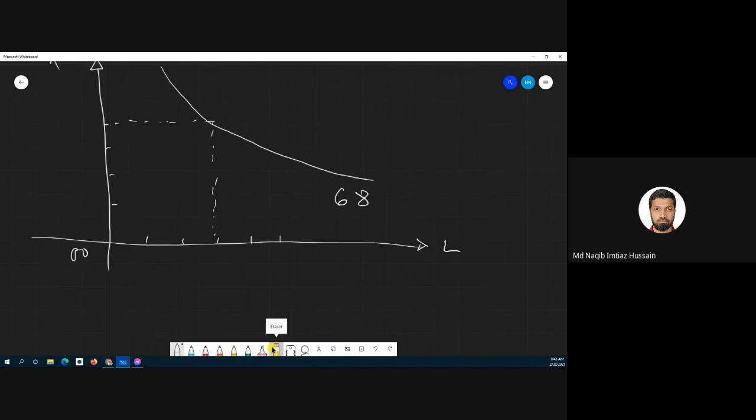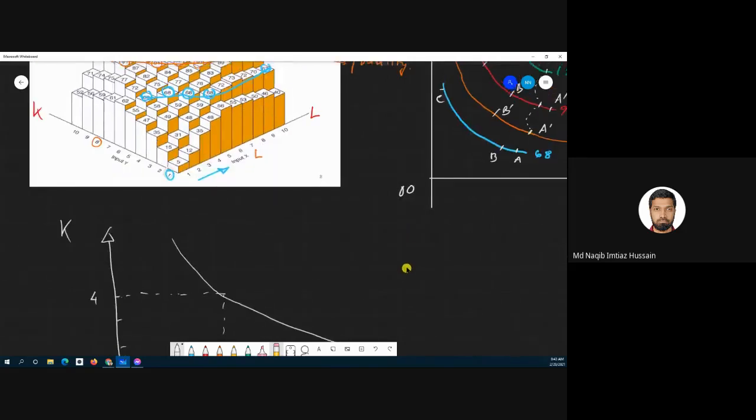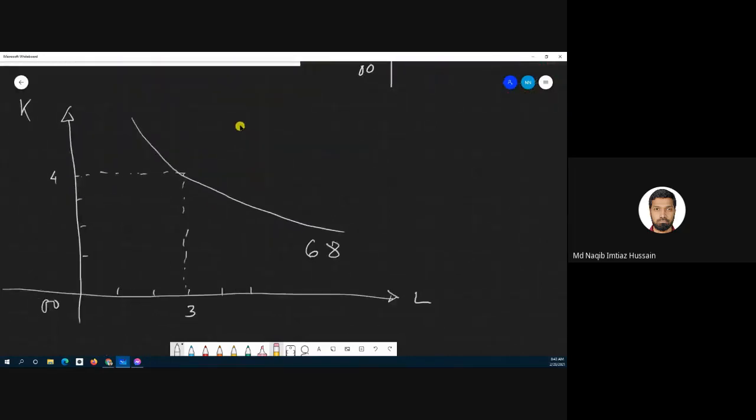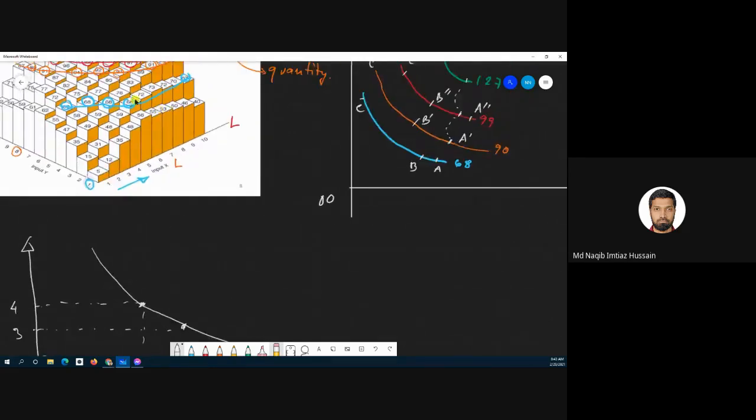So what happened? This is k equal to 4, l equal to 3. At this point, you have an intersection. And what else do you have? The next one is k equal to 3, l equal to 4. Let's say this is another point. What's the third one? The third one is here, k equal to 2, l equal to 5.